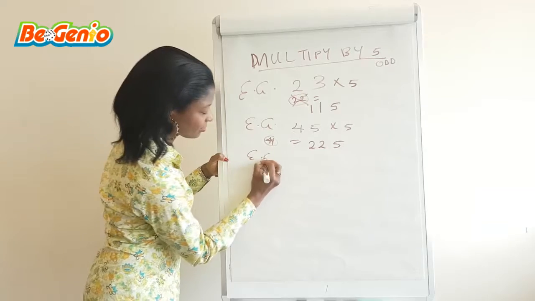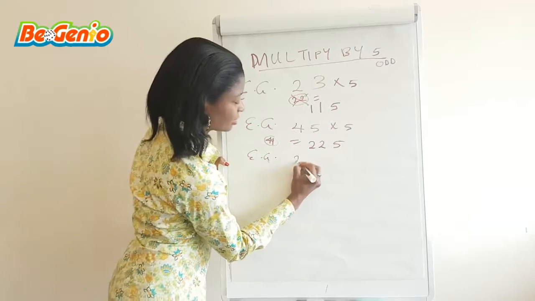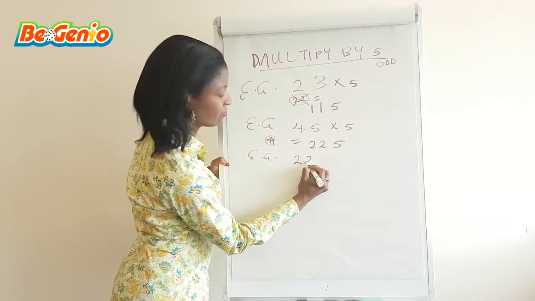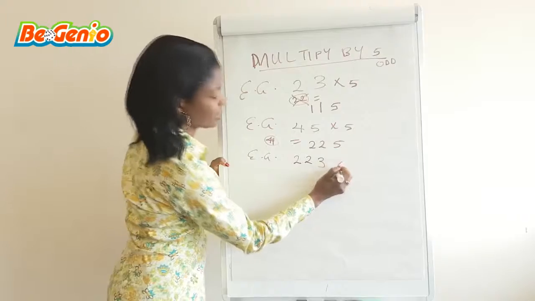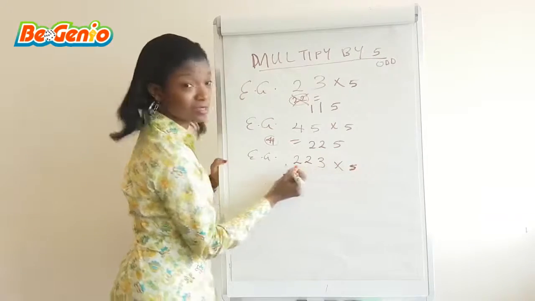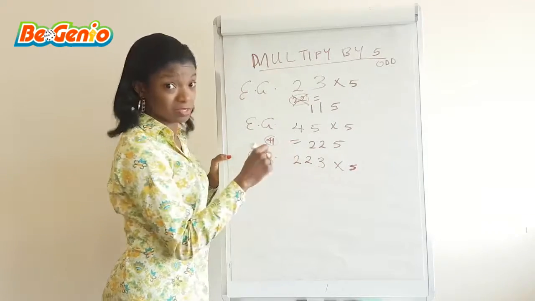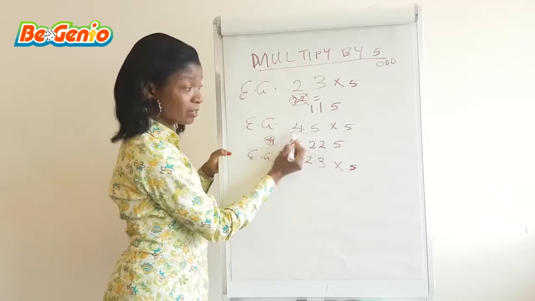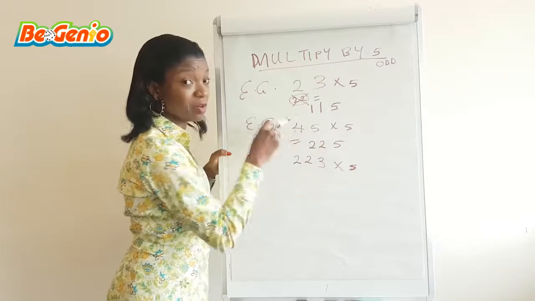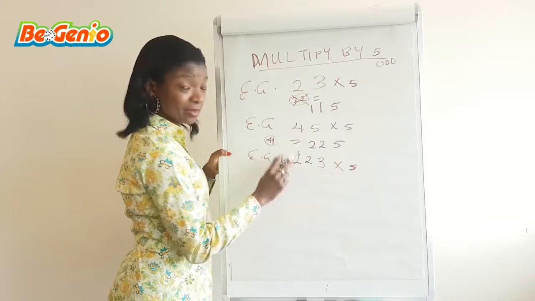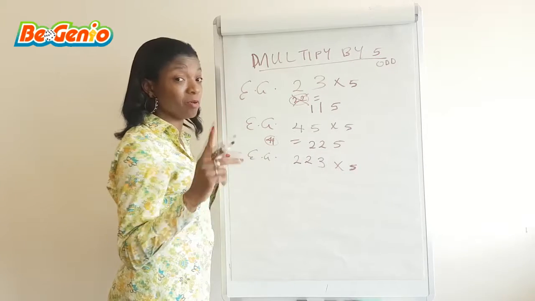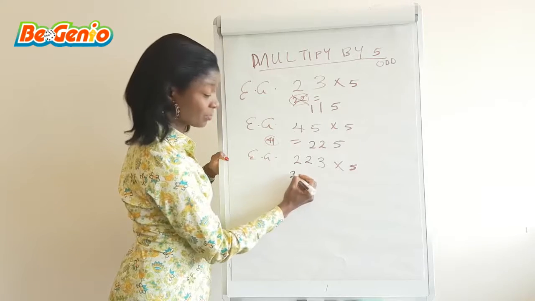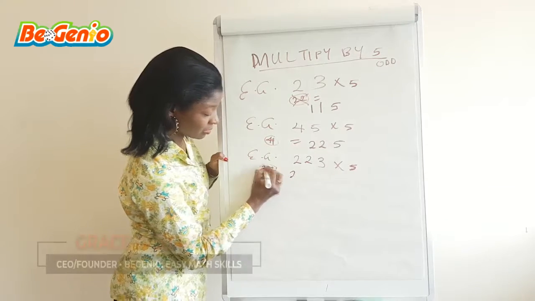One more. Let's make it a little bit more complicated. 223 times 5. What's the even number closest to 223, that's not more than 223? With the last one, it had to be the even number that's closest to 45, but not more than 45. And here, you want the even number closest to 223, that's not more than 223. So that's really 222. So, write that somewhere.